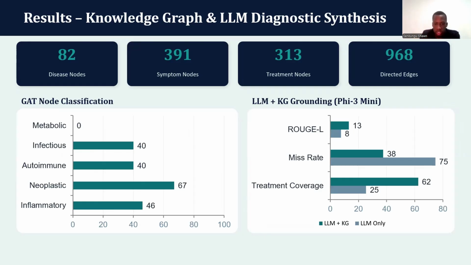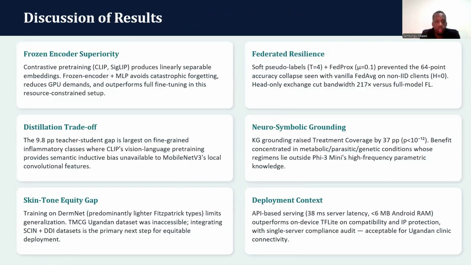Then for the infectious, autoimmune at 40%, and neoplastic as well performed best. And when you added a Phi-3 mini LLM, the disease coverage was at 25% accuracy. That increased to 62% when you add the knowledge graph. And the miss rate also greatly reduces from 75% to 38%.